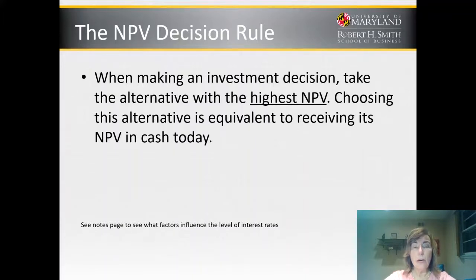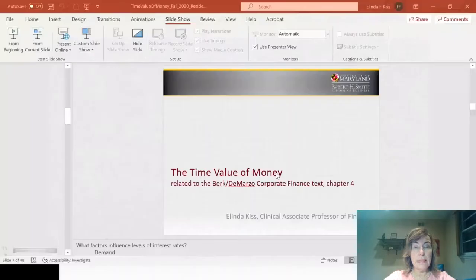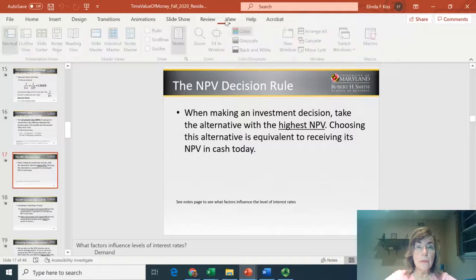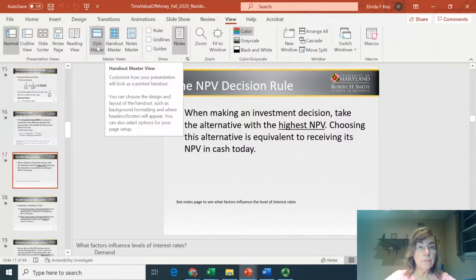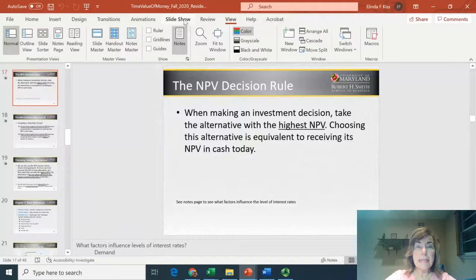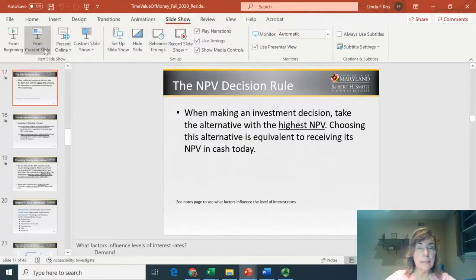That's because choosing this alternative is equivalent to receiving its net present value in cash today. Now, I put a little note to you. If you look at my notes page, you can see what factors influence the level of interest rate. So I'm just going to quickly go here and show you, view the notes page. And up here, those are my choices. View notes page. And you can see what influences the level of interest rates. Let's go back to viewing normal and back to the slideshow from current slide.